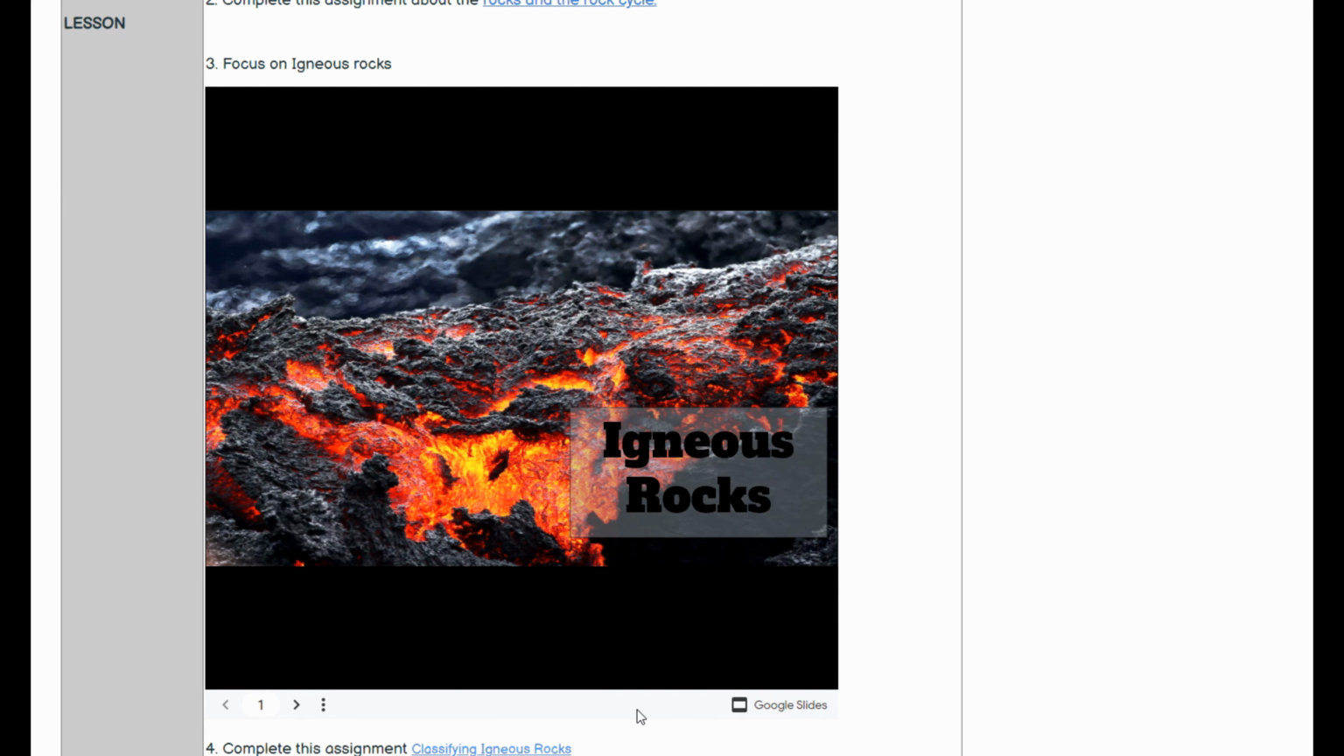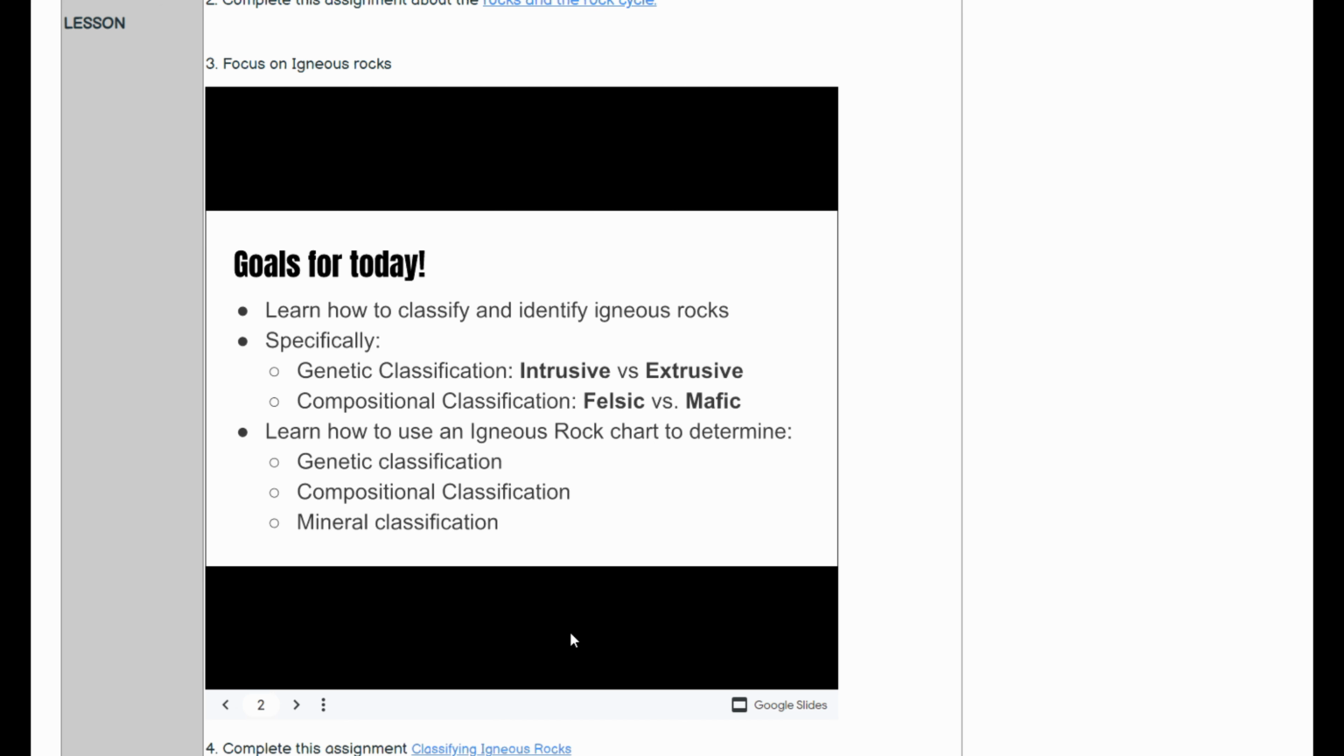Alright, so we are now going to focus on igneous rocks, and these are a little bit more detailed. There's a lot more slides, but a lot of them, again, are images, so it's not as much as it looks like. So these first couple slides, you don't have to write. It's just telling you what to expect and what we expect for you to get out of it.